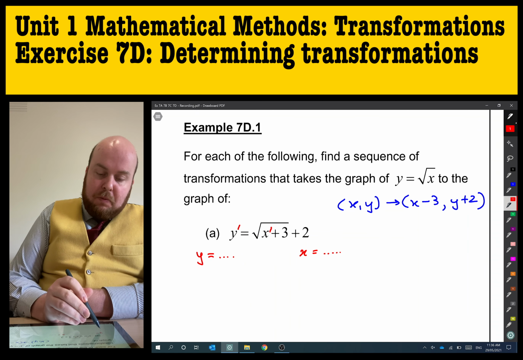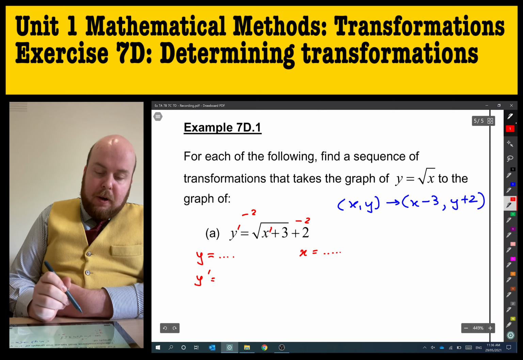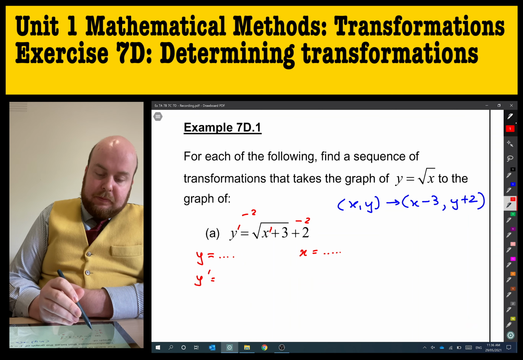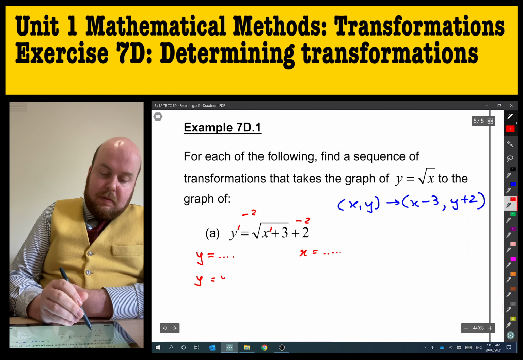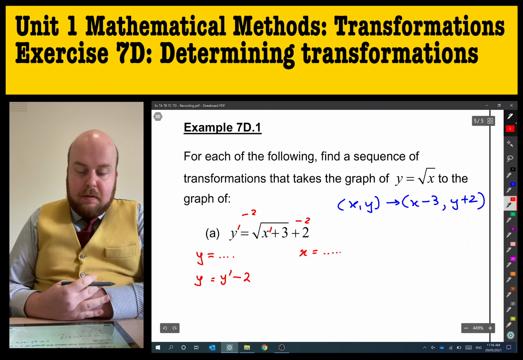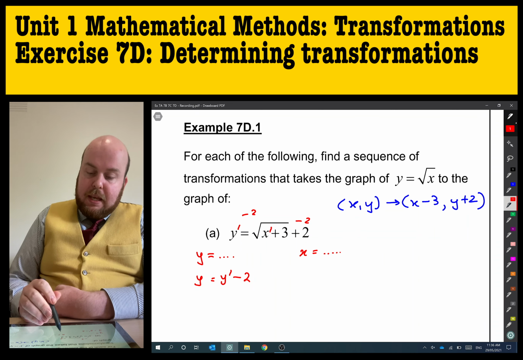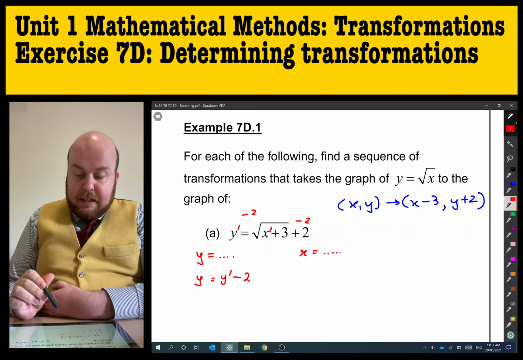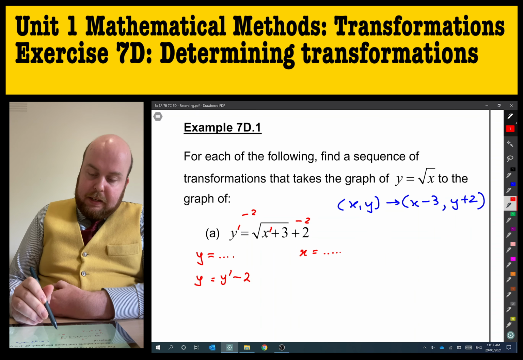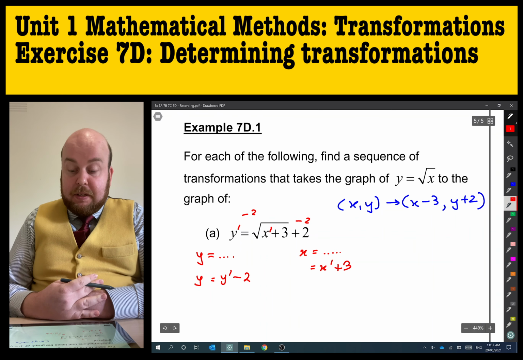So I know that y, if I was to minus 2 on both sides, I get y is equal to the transformed y minus 2. So that's what the y's would look like. What would the x's look like? Well, the x's here are going to look like the transformed x plus 3.